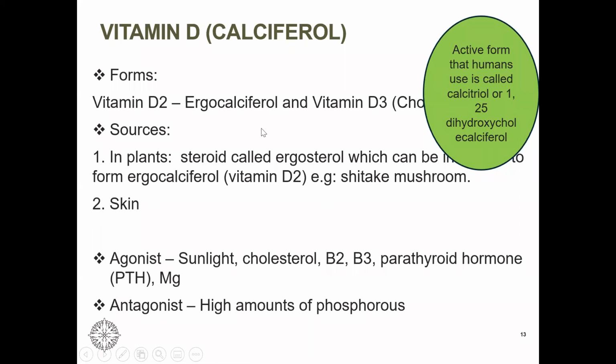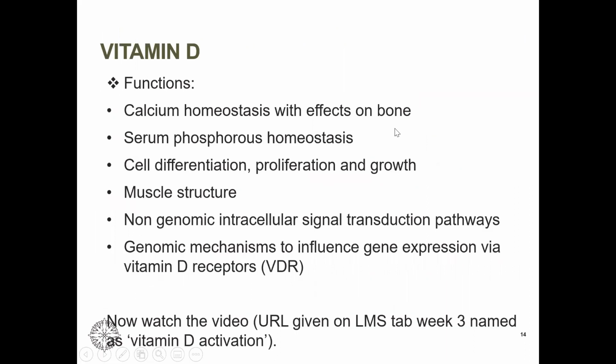Okay. So I might have gone in the sun and I might have vitamin D3 moving around in my body, but an immune cell cannot use it. It has to activate it to 125. So immune cells can do that.